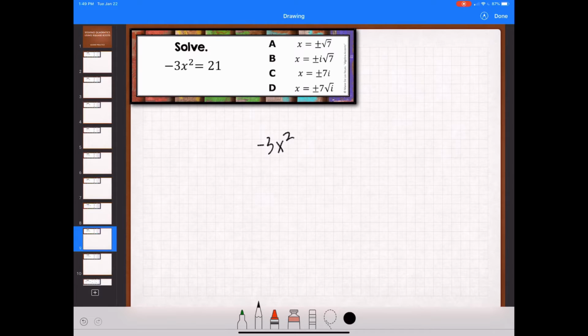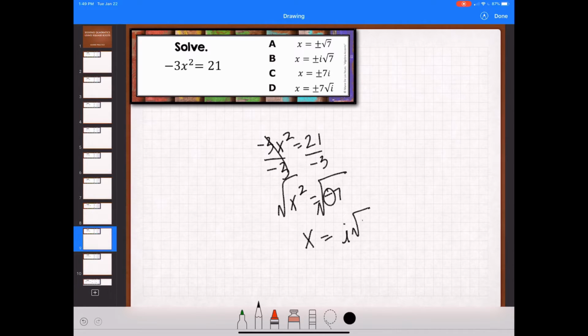Negative 3x squared equals 21. So isolate the squared. So divide by negative 3. x squared equals negative 7, and then I can take the radical. So x equals, I see a negative, so that's i radical 7.